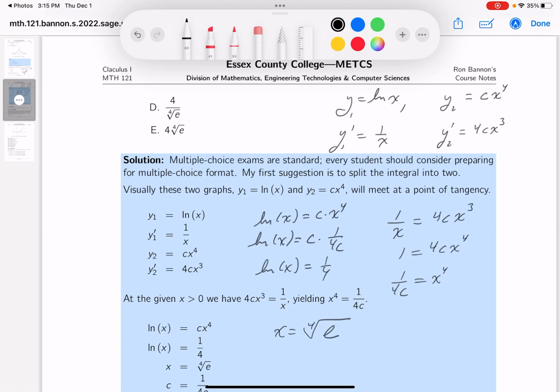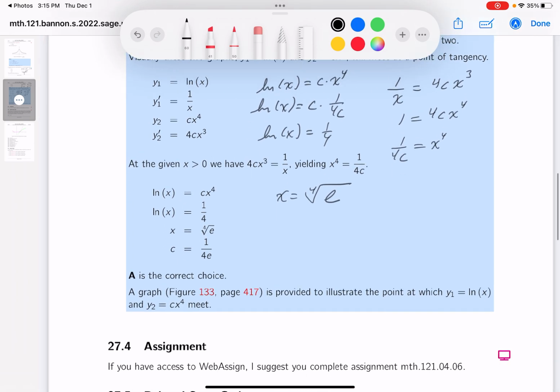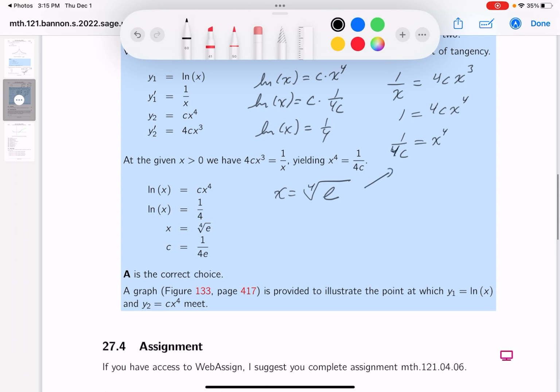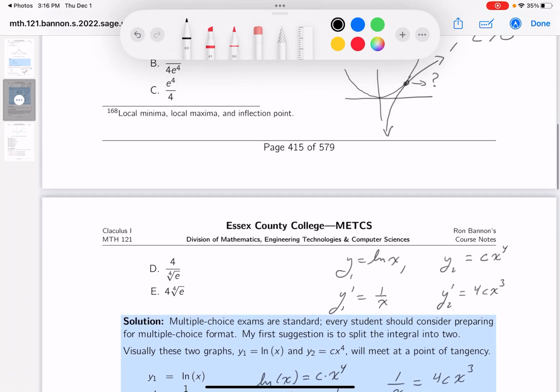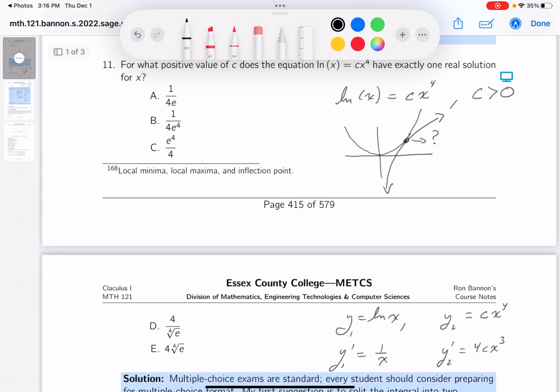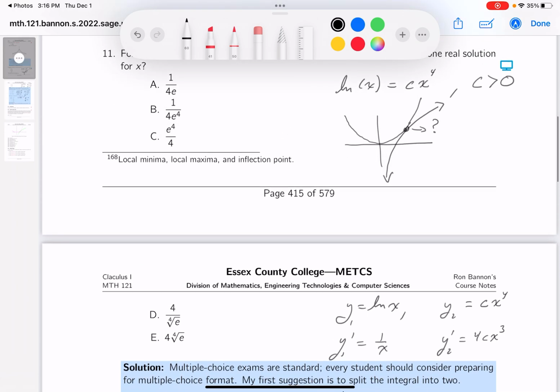Now, if I know what x is, do I know what c is? And I do. I just plug it in over here. All right, so let's write this down. x to the fourth is 1 over 4c. Now, if I raise the fourth root of e to the fourth power, I'd get e. So let's see what we get. I'm going to solve for c, right? So it's going to be 1 over 4e that would equal c. All right, now let's go back to the choices that we're given. We're given a through e, but since I did the problem, it's pretty easy to identify the correct choice at this point. It's 1 over 4e.